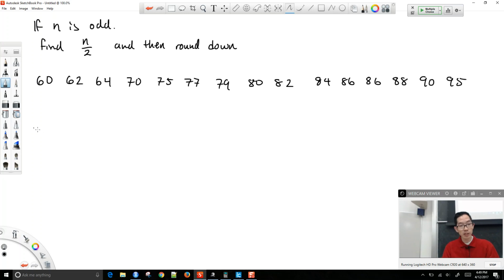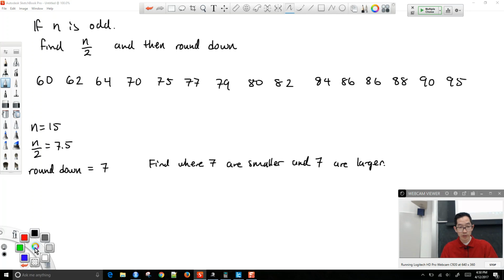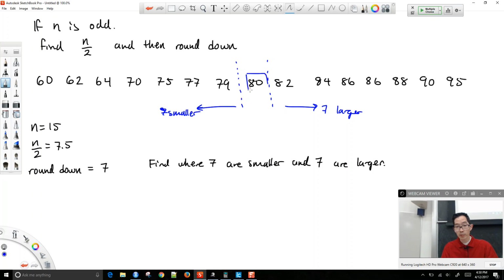Okay? So to find the median, n is equal to 15. n over 2 is 7.5. We round down, and we get 7. So now I'm going to find the spot where 7 are lower and 7 are higher. 7 are smaller and 7 are larger. So I count 1, 2, 3, 4, 5, 6, 7. I draw a line there and I count over here 1, 2, 3, 4, 5, 6, 7. So I've got 7 larger that way, 7 smaller this way. And therefore my median here is 80.